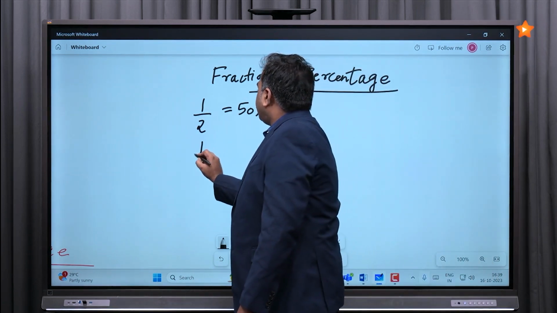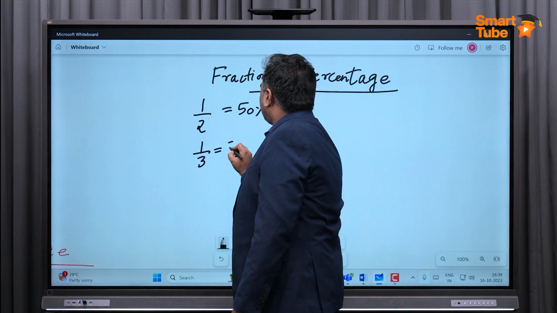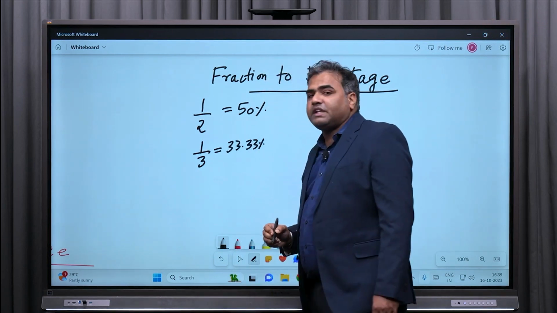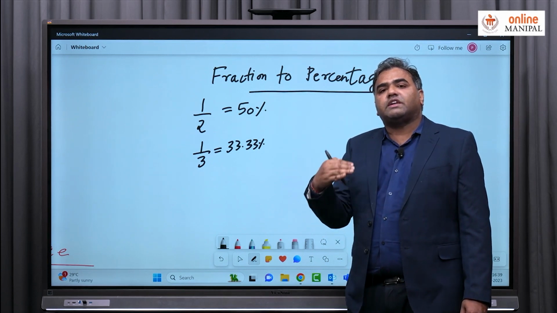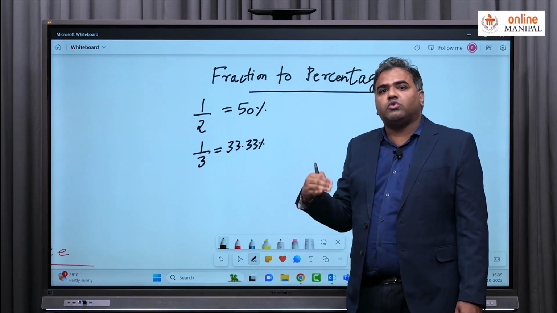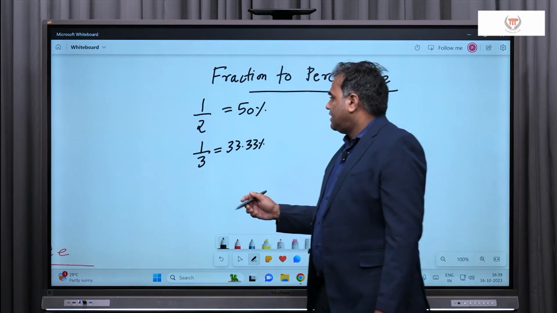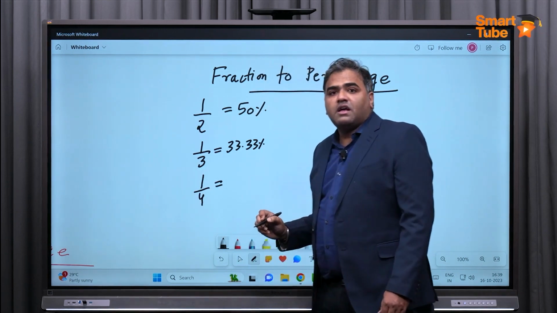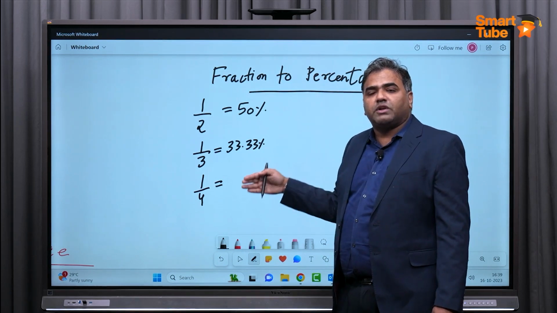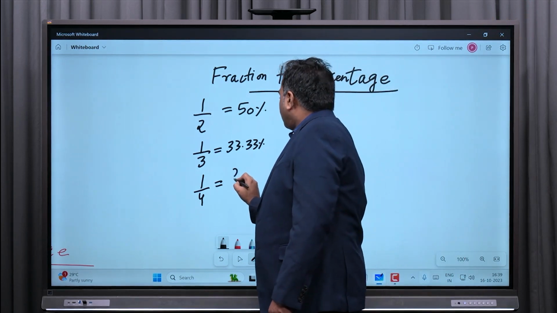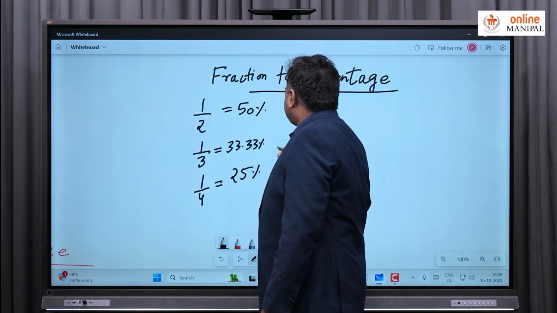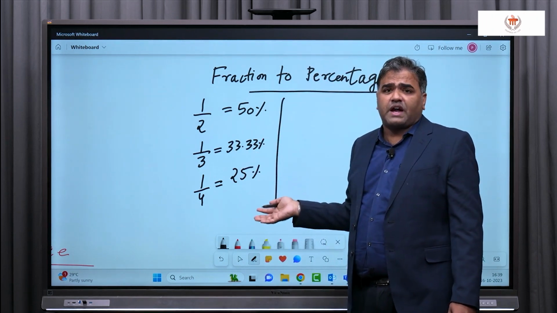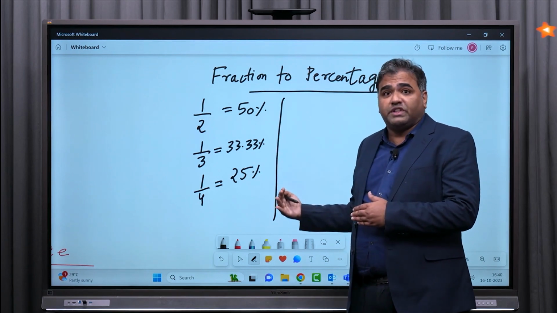Now 1 by 3, that would be 33.33%. You can write 33.33%, or you can write 33 1 by 3 if you want to write it as a mixed fraction. Then 1 by 4. What I am doing, guys, is multiplying it with 100. So 1 by 4 into 100, what will you get? You will get 25%. I hope these things are very basic. I believe you all know this fact. Don't tell me that you have doubt with this fact.